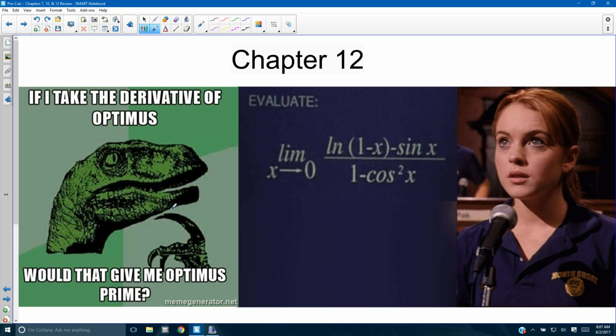And I get a kick out of this one all the time, Optimus Prime. And this is from Mean Girls, of course. The limit does not exist. And we're going to run into, I think, some answers along the way that actually say that. And that is true. The limit of this does not exist.